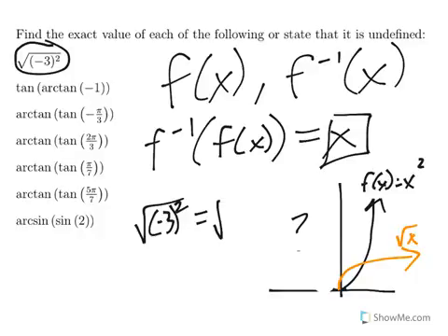So I've got the square root, let's see, -3 squared, that's 9. -3 times -3 is 9. Square root of 9 is 3. Not exactly what we put in. It's the opposite of what we put in.